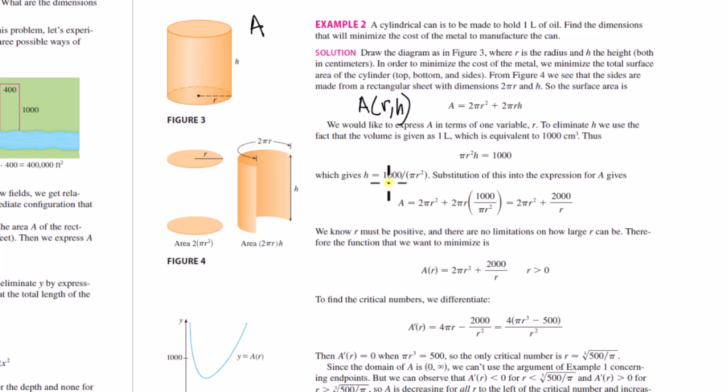So here they solve for h as a function of r, substitute in, and now you've got the area as a function of a single input variable, r. Okay, but then you need to also put the correct domain. So what's the domain going to be? Well, r can be anything other than negative. Negative doesn't make any sense, but it could go all the way to infinity.